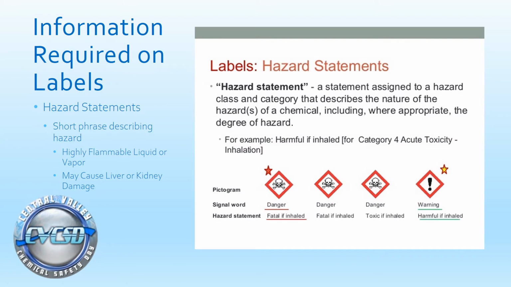In addition to a signal word, a hazardous statement must also be included on the label. A hazardous statement is a statement assigned to a hazard class and category that describes the nature of the hazard associated with the chemical, including the degree of hazard. So for example, in the first pictogram, the signal word is danger. The hazardous statement is fatal if inhaled. The second example shows a signal word of warning and a hazardous statement of harmful if inhaled.